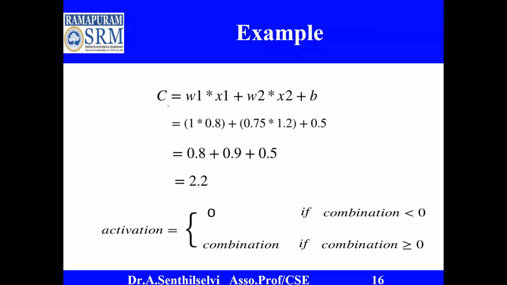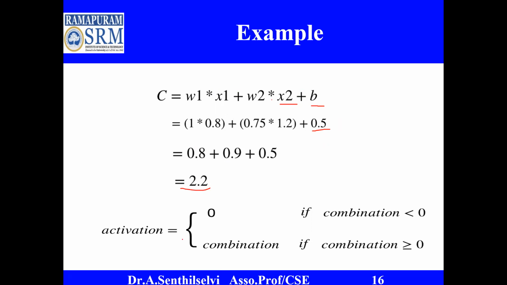See here, we find the summation of weight 1 into input 1 and weight 2 into input 2, plus the bias value. This is the bias value. We randomly assign the bias value as 0.5. If you do the mathematical calculation, we will get 2.2.